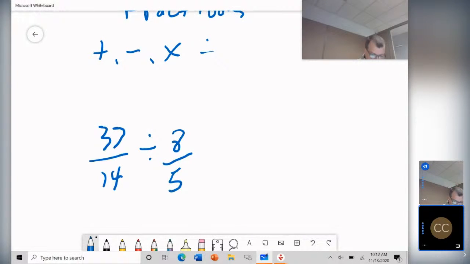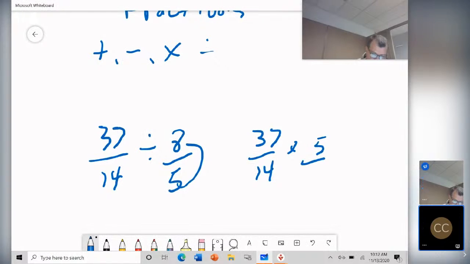So what you need to do, we're going to turn this into a multiplication problem, 37 over 14, and then we're going to invert this fraction, so it's going to be 5 over 8. Okay, and now we can't cross multiply because if we go to the 5 and the 8, or 5 and 14, nothing goes into that, just like the 37 and the 8. So then it's just a straight multiplication problem.